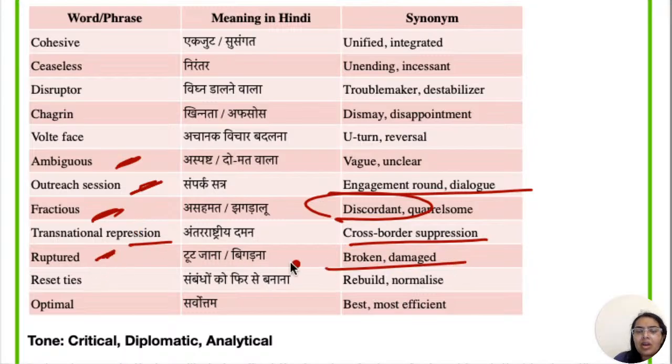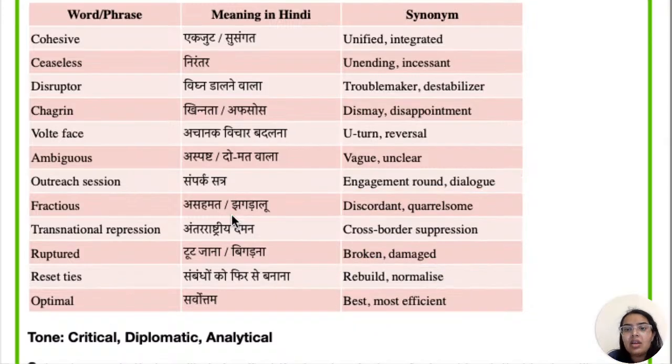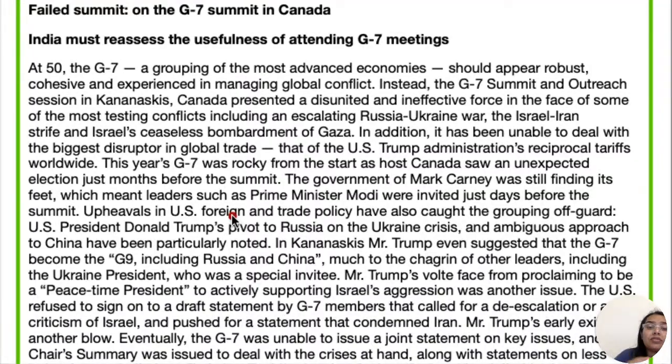Rupture is broken, damage, टूटना, खराब हो जाना, limits मिट जाना. Reset ties means rebuild, normalize करना. Optimal is the best of something, सबसे उत्तम किसी का निकल कर आ रहा है ना, most efficient है किसी का कुछ, so that is optimal. Subject and verb of the very first sentence.